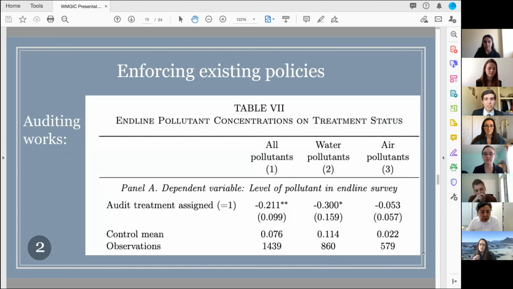And on this next slide, you can see that auditing works. This is from a randomized control trial that was conducted in a state in India, looking at if audits reduced pollutants. And they found that audits were significantly correlated with reduction in pollutants in the country.